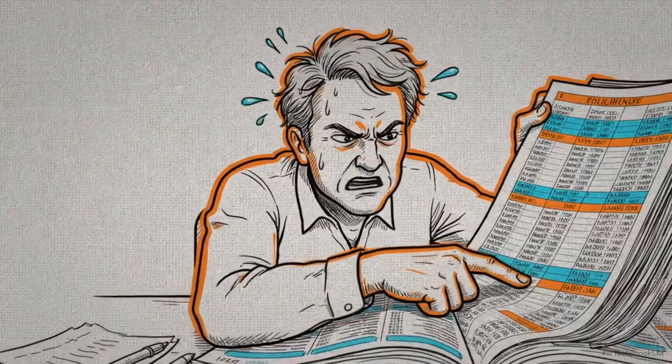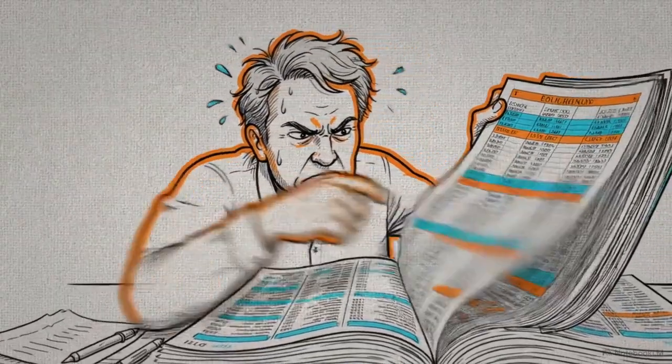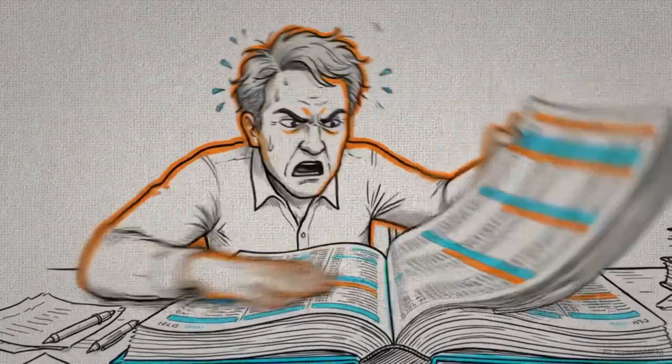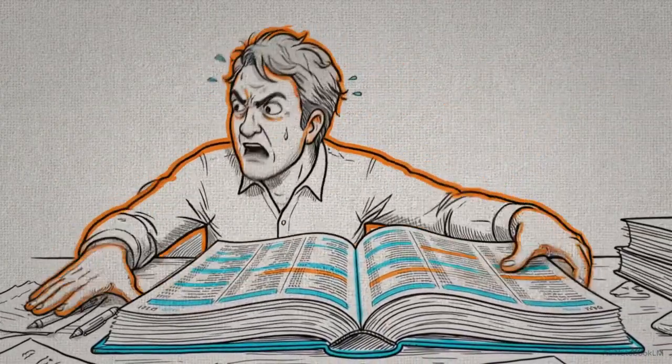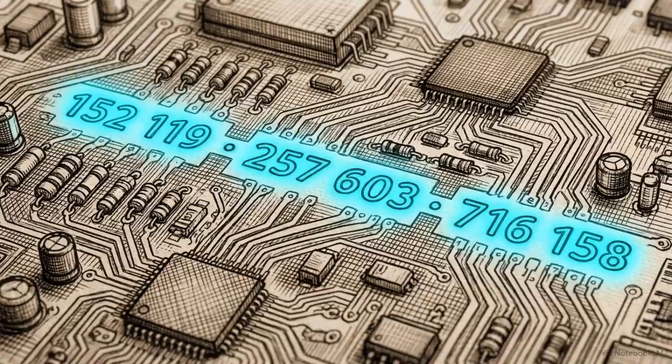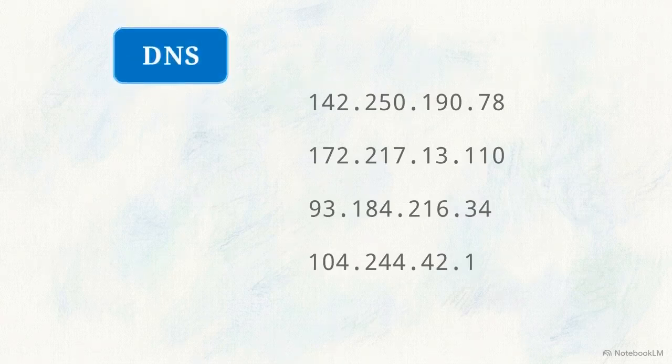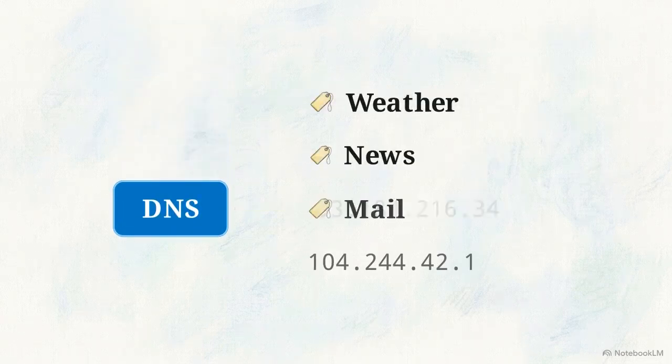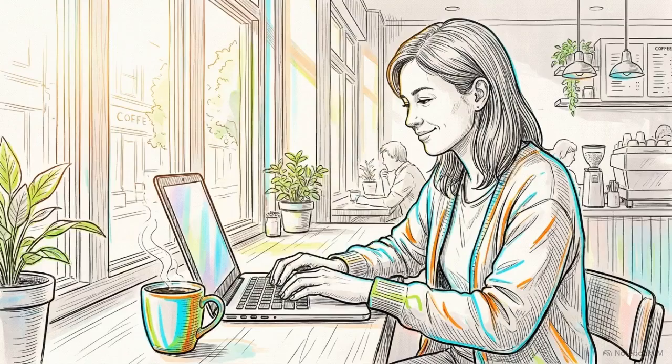Society would be forced to memorize shifting, unstable catalogs of complex number strings just to check the daily weather or send a text message. The physical internet is a cold machine built entirely on numerical logic. DNS is the system that takes that numerical architecture and makes it readable for us, allowing the entire digital world to be navigated through human language.